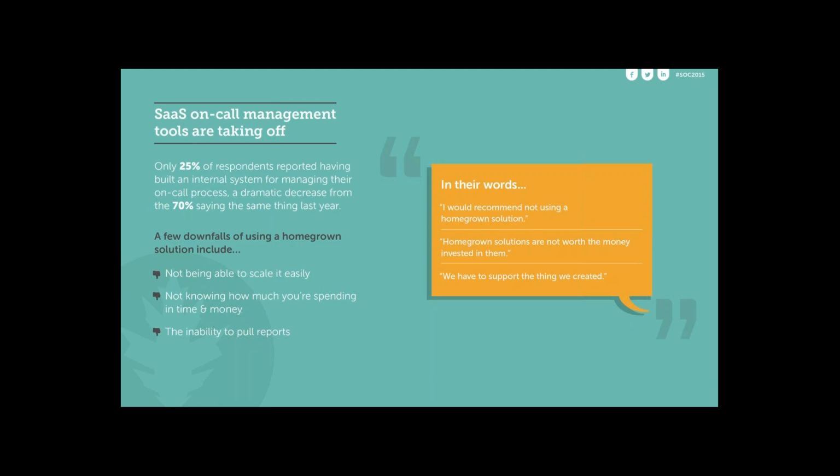Yeah, it's really that tooling in this space is really beginning to mature. So on the first survey that we did last year, it's a surprising statistic then, and here it's a huge disparity now, 70% of people said that they built something homegrown to manage this job and to manage their systems. And this year, only 25% of the people who responded to the survey said that they had built an internal system for managing their on-call processes.